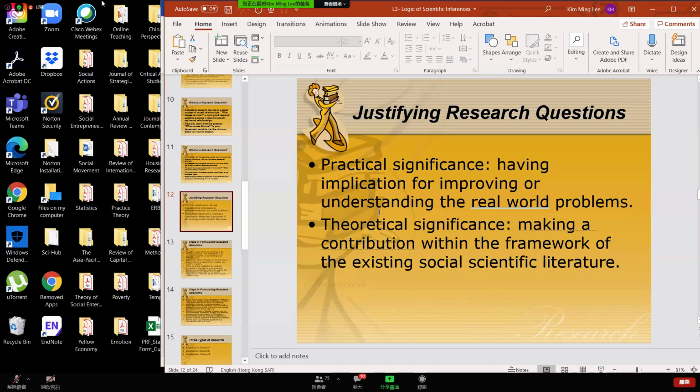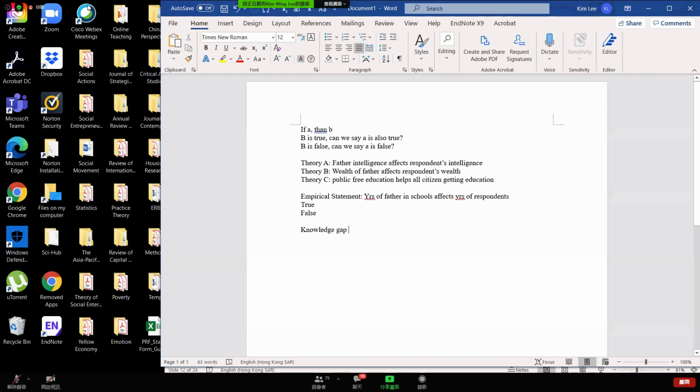So the theoretical significance is about knowledge gap. What is a knowledge gap? For example, if you find that some previous research demonstrates that the empirical statement is true, but some other research demonstrates that the empirical statement is false, that means we cannot have a conclusive idea about the theory, whether the theory has to be rejected or has to be more credible. So in this case, you may want to do one more research to settle it. This is a kind of knowledge gap.